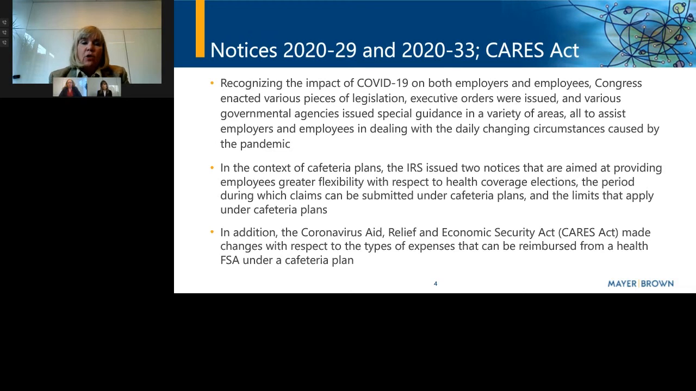In connection with the COVID pandemic, Congress has enacted certain laws, there have been executive orders, and various agencies have also issued specific pieces of guidance that are under their auspices. In the context of cafeteria plans, the IRS issued 2 notices, 2020-29 and 2020-33, which are aimed at providing employees and employers with greater flexibility with respect to healthcare elections, the period during which claims can be submitted, and the limits that apply under cafeteria plans. In addition, the Coronavirus Aid, Relief, and Economic Security Act, CARES, which is the more common way to refer to it, made changes with respect to the type of expenses that can be reimbursed under a health FSA under a cafeteria plan.